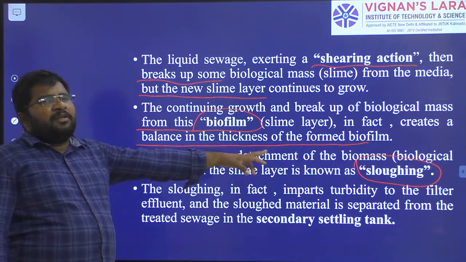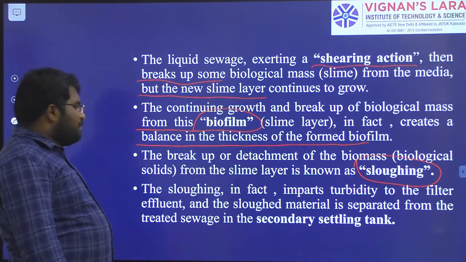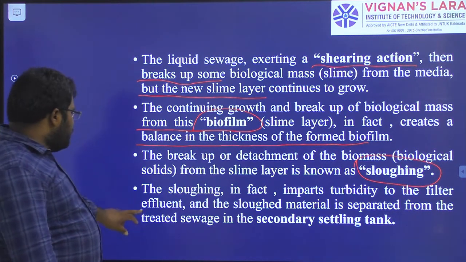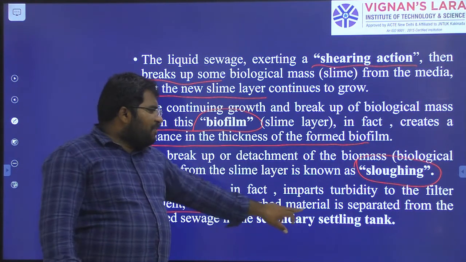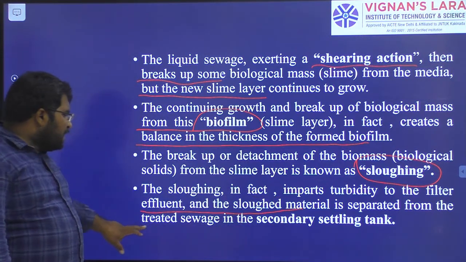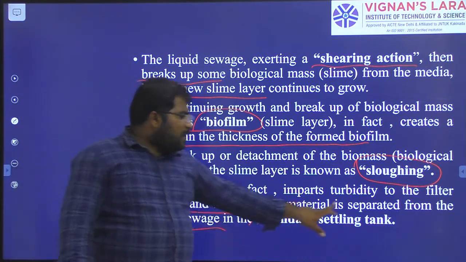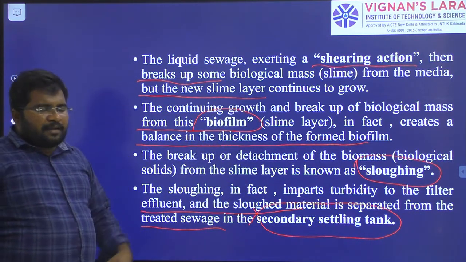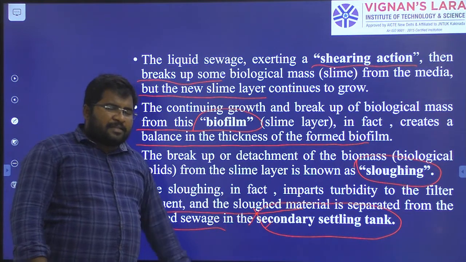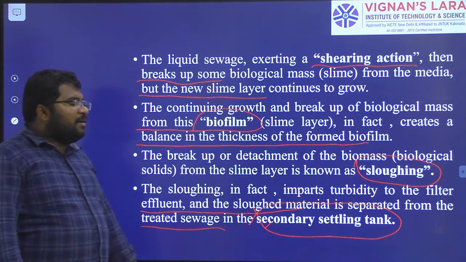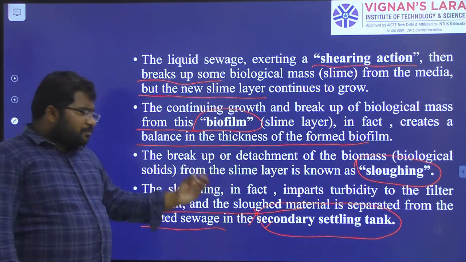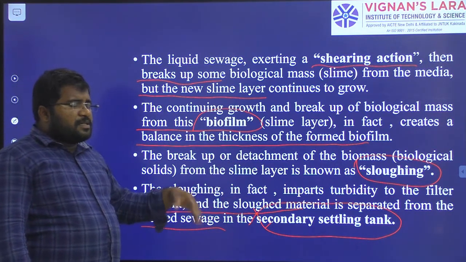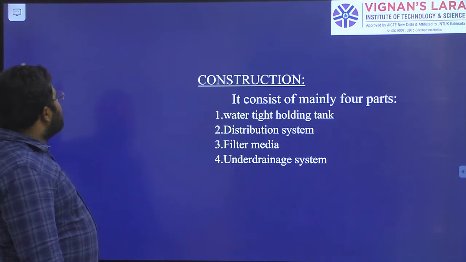This is very important for a 2 marks question in the JNTK examinations, right? Sloughing in fact imparts stability to the filter effluent, and the sloughed material is separated from the treated sewage in the secondary settling tank. So along with the trickling filter, it may be attached with a secondary settling tank where this kind of slime layer is going to be removed. Those solids will be removed by settling.